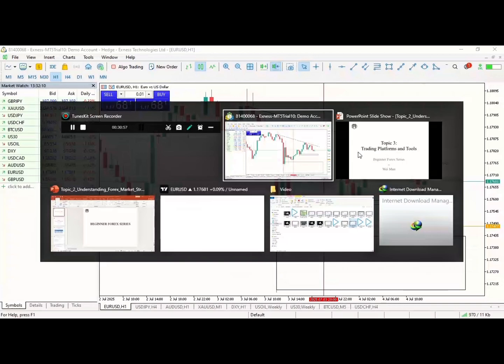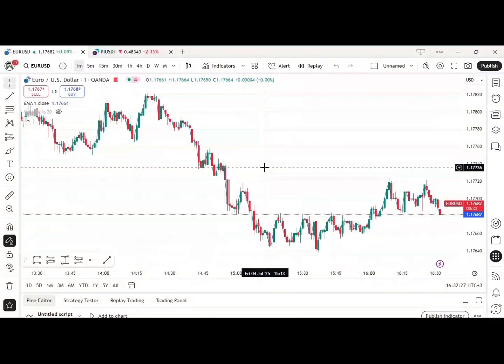We are on TradingView. So this is how TradingView looks. Like I said, you just come here to do your analysis. This is the 1 minute time frame. We talked about time frames. That's the 1 hour.